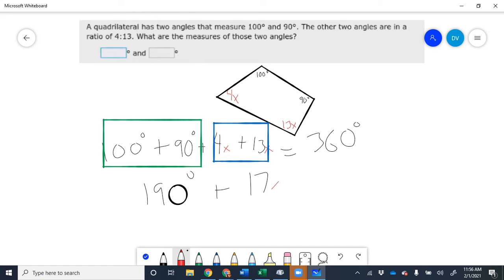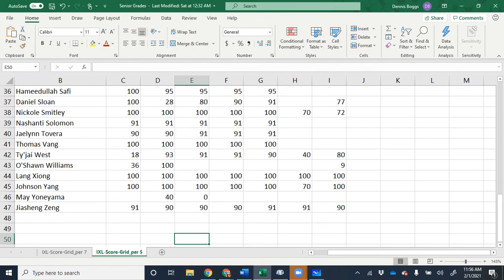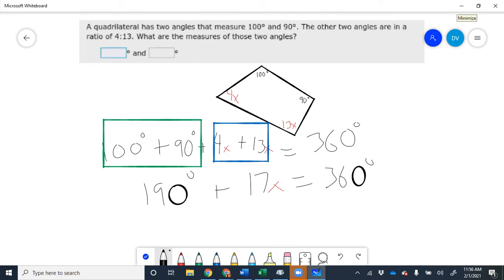Let's go back to red. And that's 360. Now, I have added 190 degrees, right? 17x plus 190 is the same as 190 plus 17x. So we need to subtract. Whoa, go back. What happened there? Subtract. Hope you didn't see everybody's grade there. We need to subtract 190 degrees from both sides.